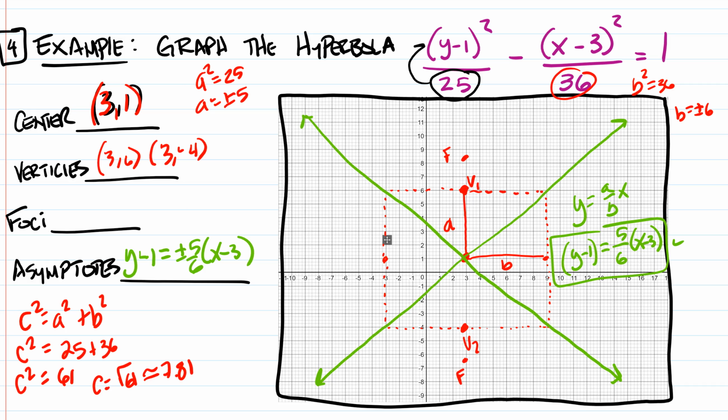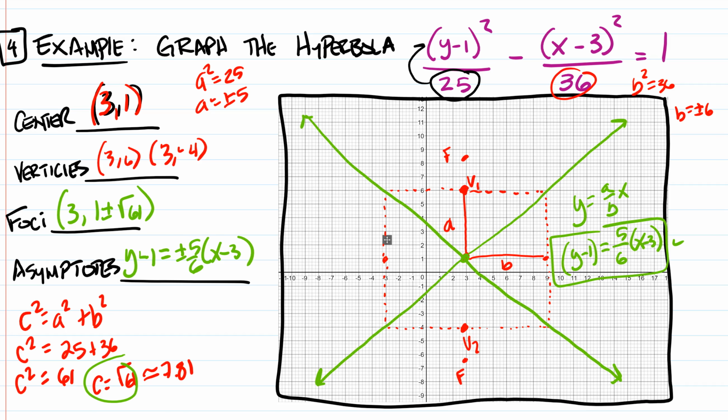But here's a cool way to represent the focal points. It is rad 61 units above the center, and my center is at 3, 1. So what you could do is say it's over 3, up 1 plus or minus rad 61. And that's a cool way to represent the location of the focal points.